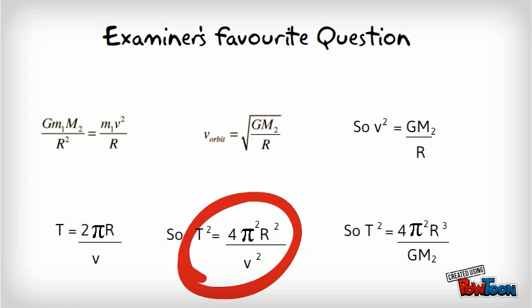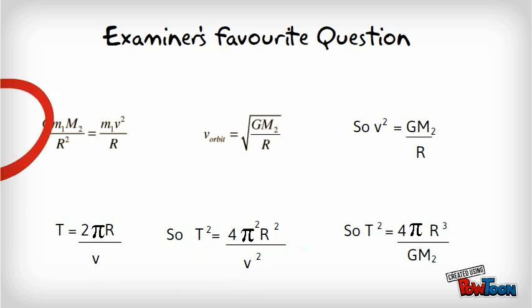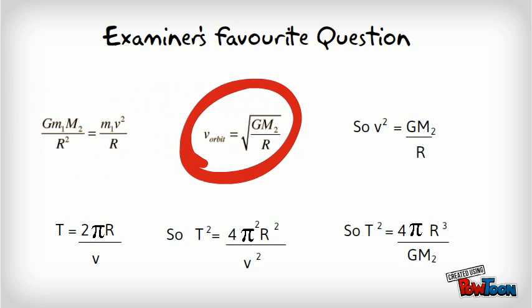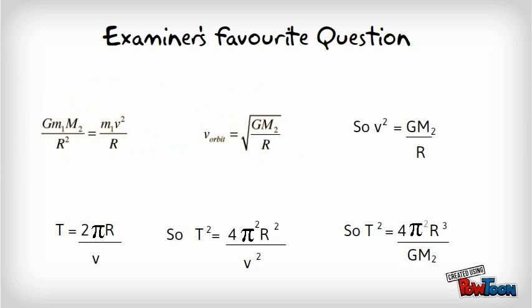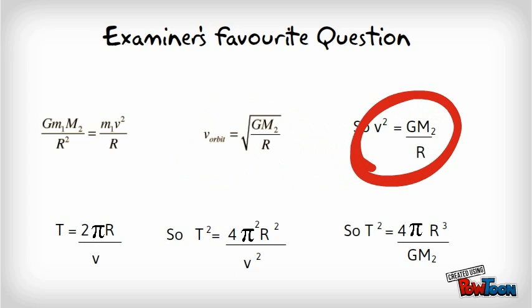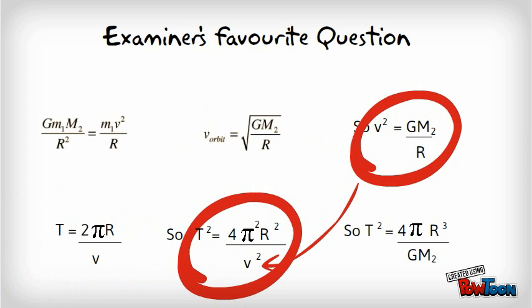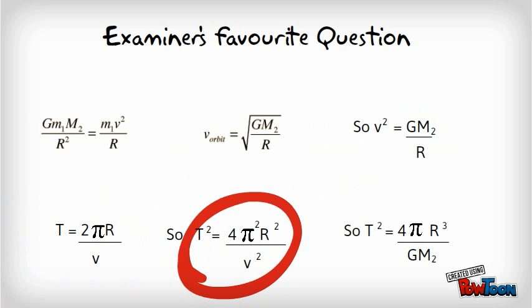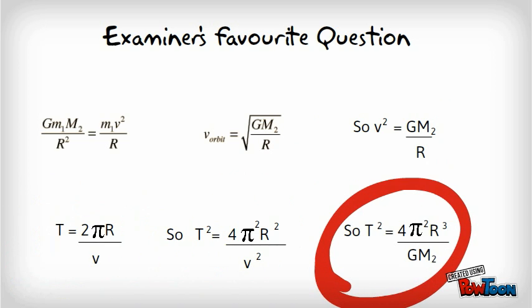Second step. We learnt from the previous slide that the velocity v is equal to the square root of G m2 divided by r. So if we square that, we get that v squared equals G m2 divided by r. And then all we need to do is substitute that formula into the formula that you derived for T squared below. And when you do that, you come out with the conclusion that T squared is equal to 4 pi squared r cubed divided by G m2.